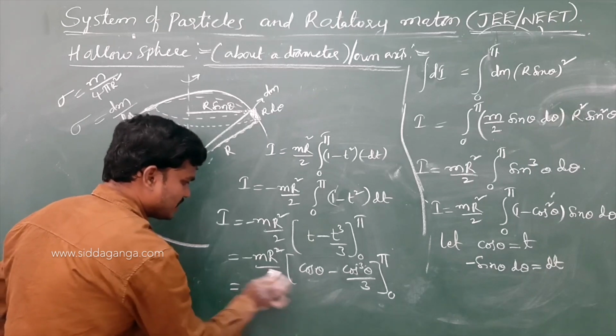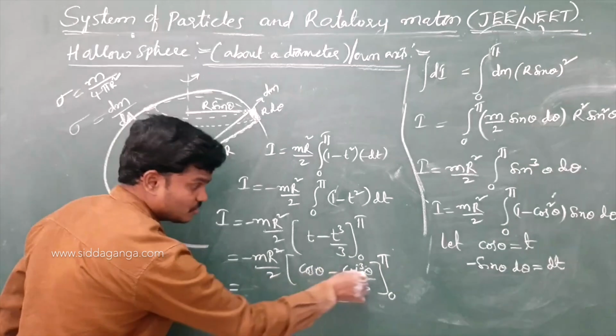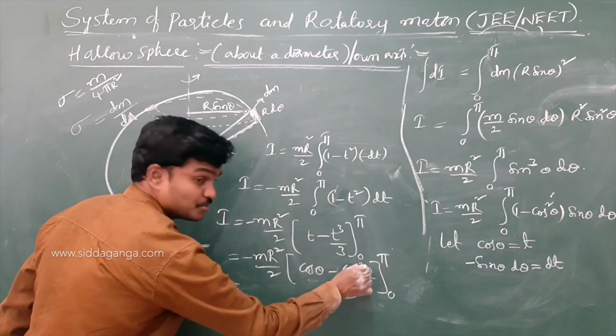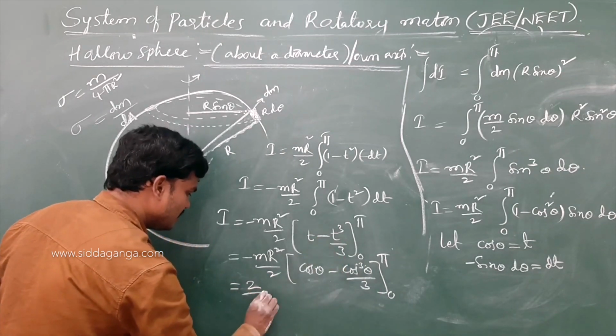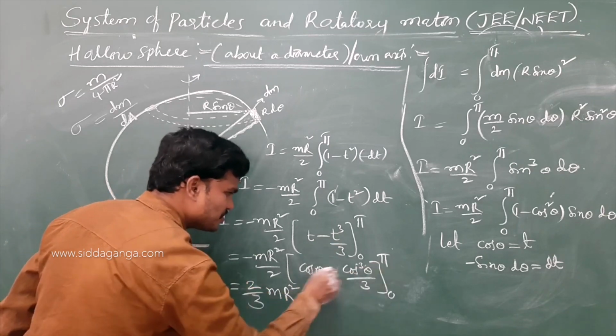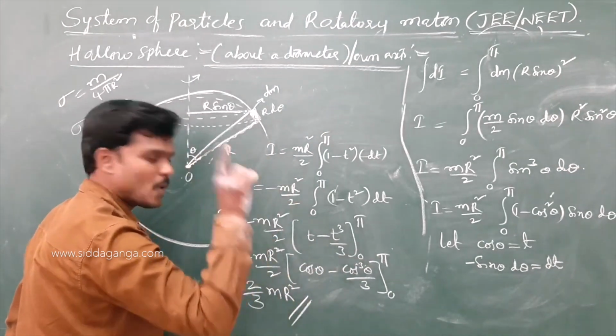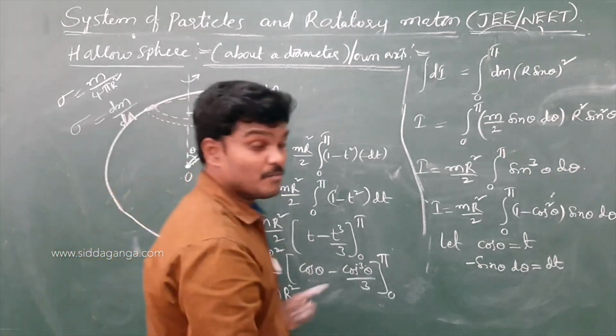So the minus and minus is possible here. Just substitute the upper limit in these two parts, minus the lower limit in these two. You will get finally 2 by 3 m r square. Just substitute the limits, upper limits minus lower limits. Cos 180 is minus 1, cos 0 is 1. You will get 2 by 3 m r square.